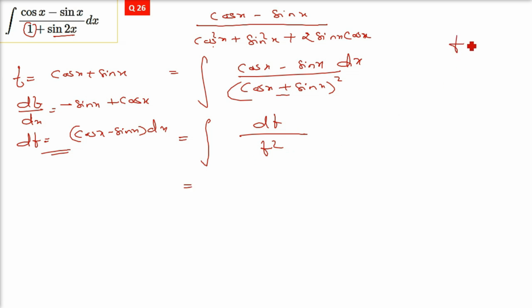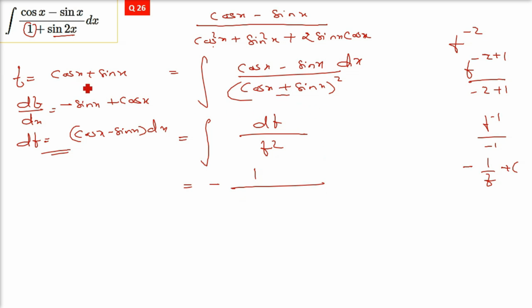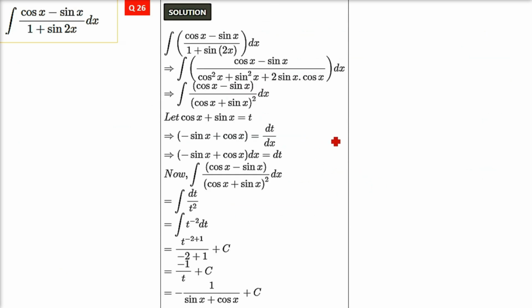So t square goes up as t raised to minus 2, and the integration of this will be t raised to minus 2 plus 1 divided by negative 2 plus 1. So t raised to minus 1 by minus 1, this will be negative 1 by t after integration plus constant of integration. What was t? Initially cos x plus sin x. So you can write 1 by sin x plus cos x, negative, plus constant of integration. So this is the result I was talking about.